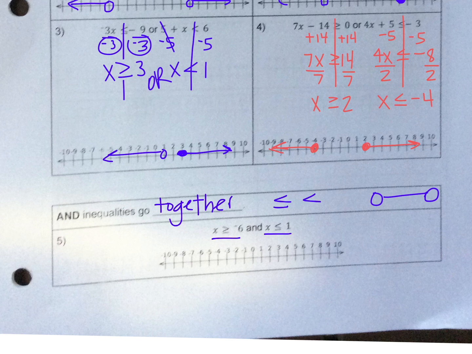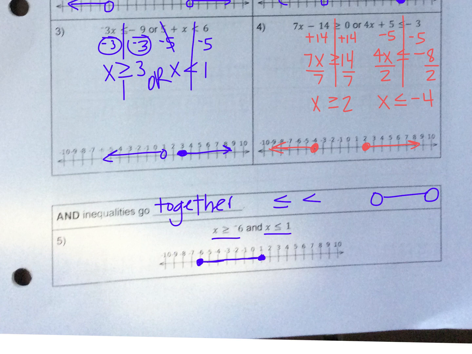X is greater than -6, closed circle, and then we would go that way. X is less than or equal to 1, closed circle, and we would go that way. But these arrows tell me that it goes on till it reaches the point, so instead of putting arrows and making it look like that, I just join them together.